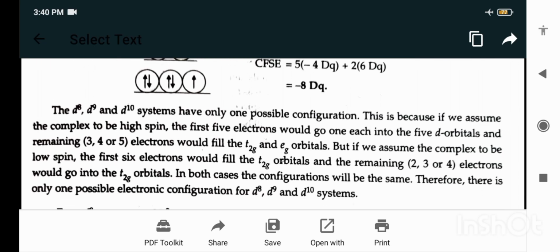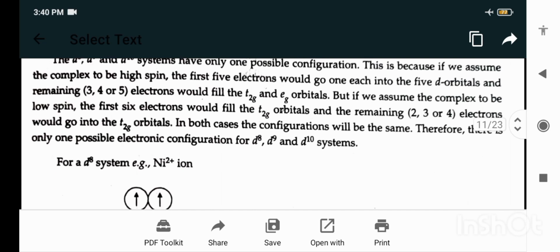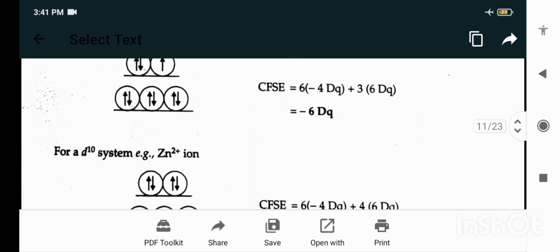d8, d9 and d10 systems have only one possible configuration. This is because if we assume the complex to be high spin, the first five electrons would go one each into the five d orbitals, and the remaining 3, 4 or 5 electrons would fill the t2g and eg orbitals. But if we assume the complex to be low spin, the first six electrons would fill the t2g orbitals and the remaining 2, 3 or 4 electrons would go into the eg orbitals. In both cases, the configuration will be the same. Therefore, there is only one possible electronic configuration for d8, d9 and d10 systems.